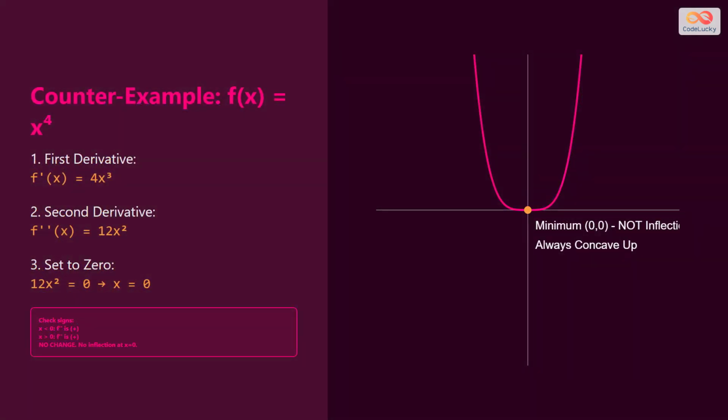Now be careful. Consider y equals x to the fourth power. The second derivative is 12x squared. Setting this to 0 also gives us x equals 0. However, 12x squared is positive for negative numbers and positive for positive numbers. The concavity never changes, it is always concave up. Therefore, this is not an inflection point.